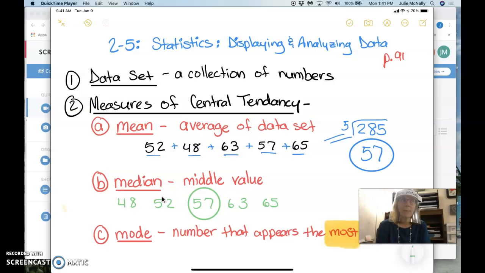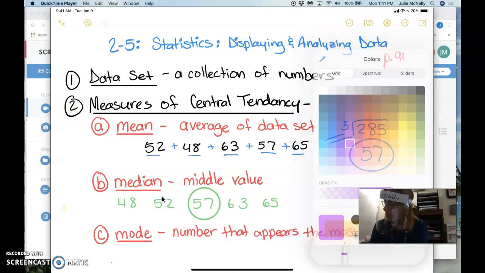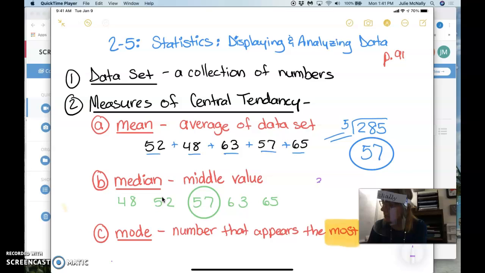If you have an even number of numbers, you have to take the mean or the average of the two that are in the middle. Okay, so say I have, let me use a different color. Say I have the numbers 33, 35, 37, 39, 40, and 43. So now I'm going to look at my two middle numbers because I have an even number.